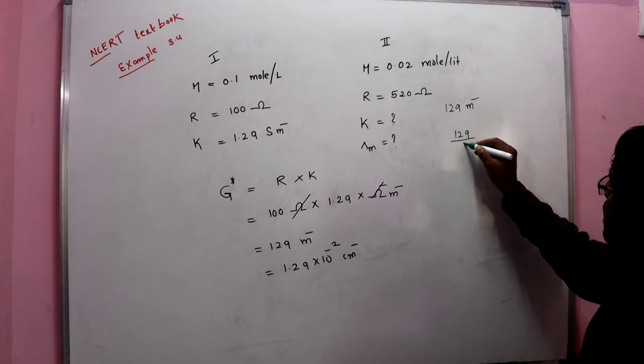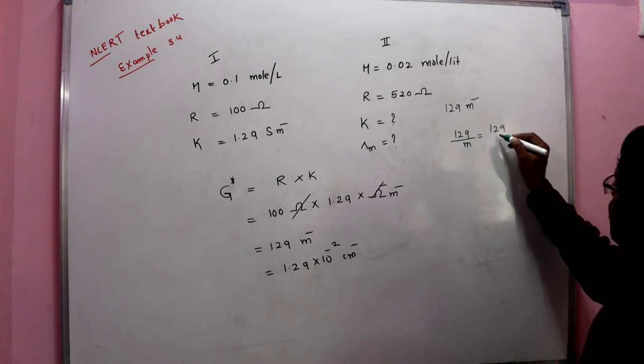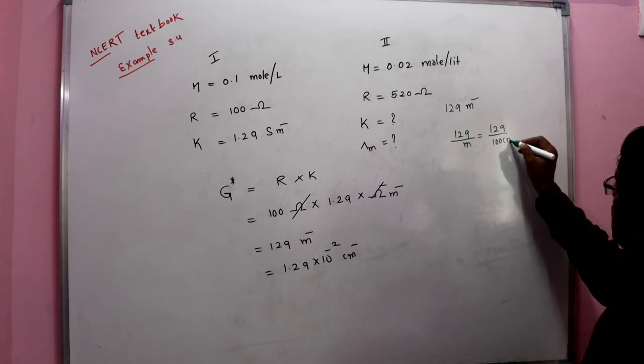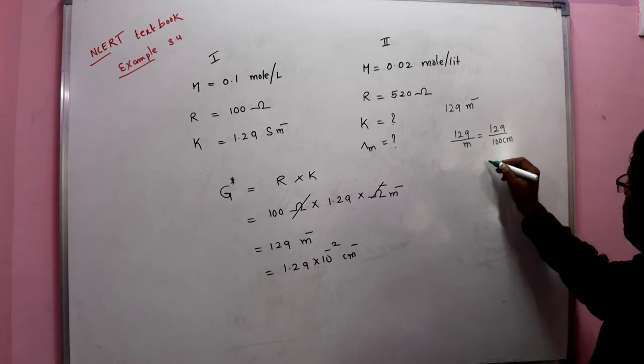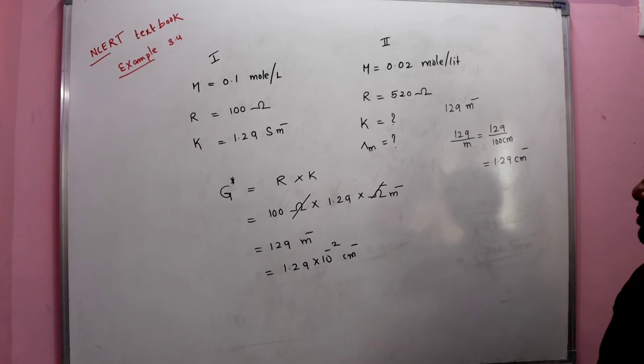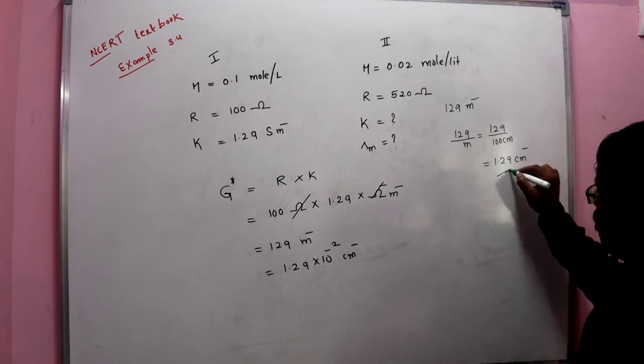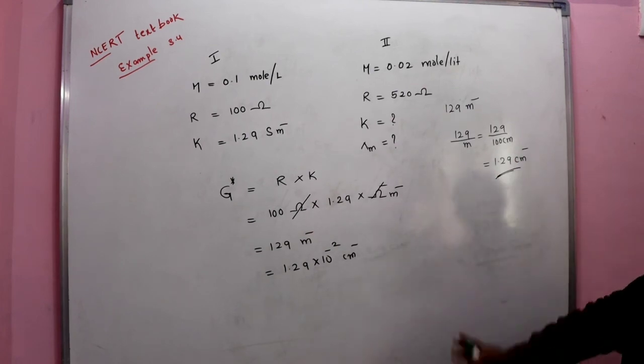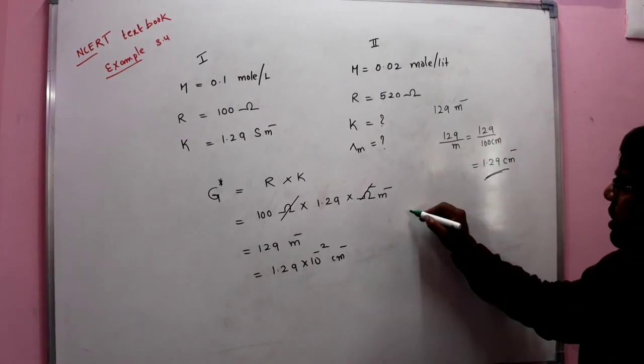129 by meter we can write. 1 meter is equal to 100 centimeters. Then whenever we move it up, what will we get? 1.29 centimeter inverse. So this is the cell constant. For a particular cell it is constant. From this it is possible to get conductivity.